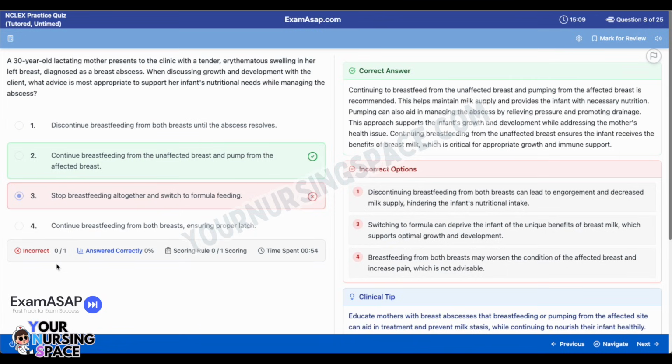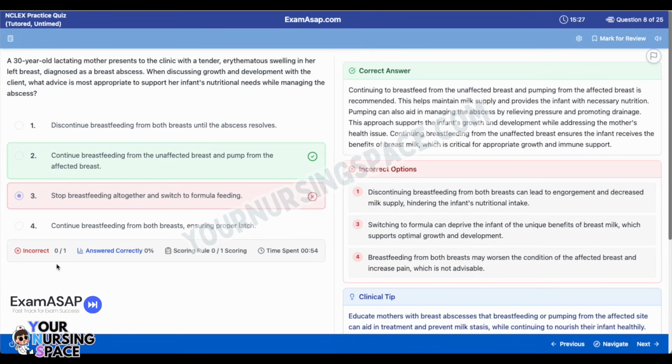This approach supports the infant's growth and development while addressing the mother's health issue. Continuing breastfeeding from the unaffected breast ensures the infant receives the benefits of breast milk, which is critical for appropriate growth and immune support. Distractor rationales.